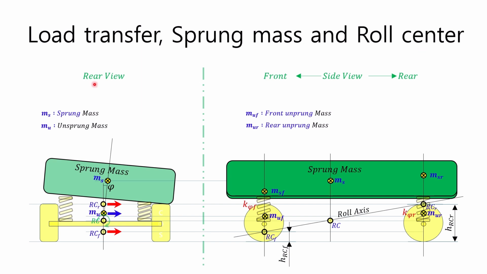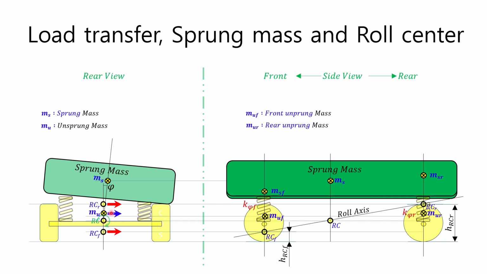Here, the vehicle is turning left at a constant speed with a constant turning radius. The figure on the left is the rear view of the vehicle and the figure on the right is the side view of the vehicle. MS represents the sprung mass and MU represents the unsprung mass. When the vehicle turns, not all the mass of the vehicle moves relative to the roll center. The mass associated with the roll center is the sprung mass supported by the spring and anti-roll bar. The motion of the unsprung mass is the mass under the spring and is not related to the roll center.